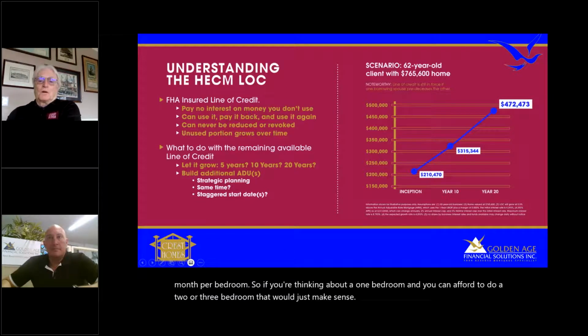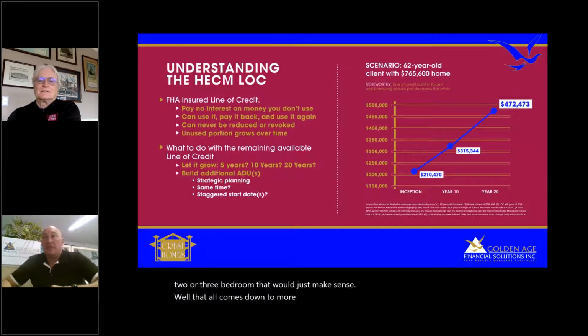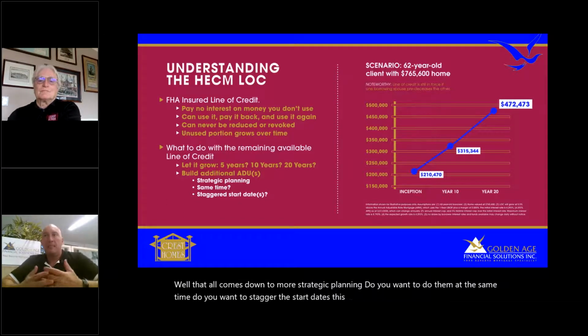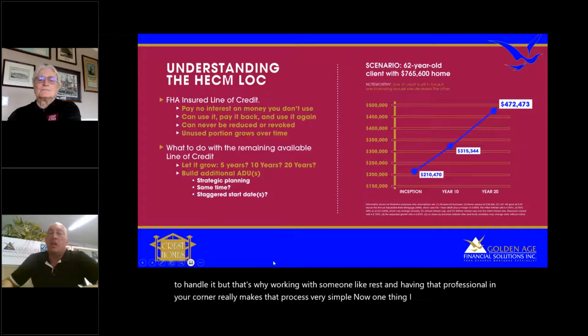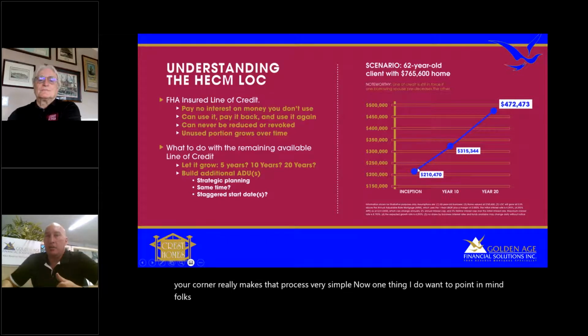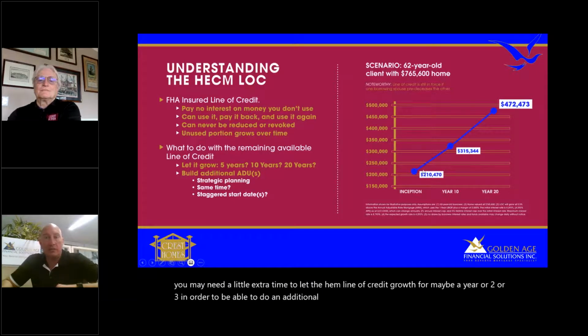Whoa. So what about timing of building an additional ADU? Well, that all comes down to more strategic planning. Do you want to do them at the same time? Do you want to stagger the start dates? This is all going to come down to your capacity to handle it. But that's why working with someone like Crest and having that professional in your corner makes that process very simple. Now, one thing I do want to point out, folks, you may need a little extra time to let the HECM line of credit grow for maybe a year or 2 or 3 in order to be able to do an additional 1 or even 2 more ADUs.